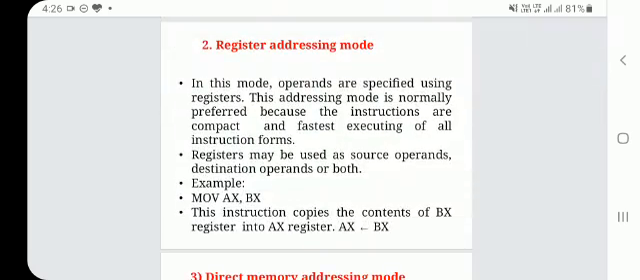The next is register addressing mode. In this mode, operands are specified using registers. This addressing mode is normally preferred because the instructions are compact and fastest executing of all instruction forms. Registers may be used as source operands or destination operands or both. For example, you can see here MOV AX, BX. It means whatever data is in the BX register has to be moved to the accumulator.